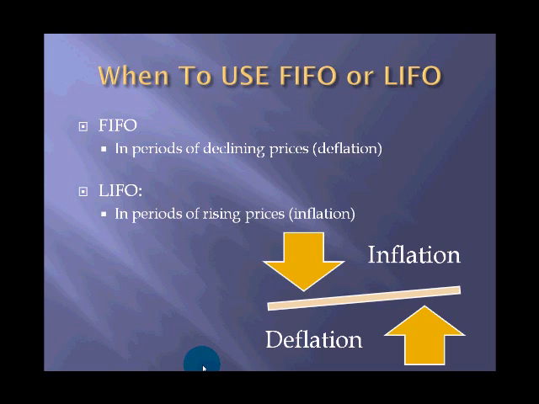The main benefit of FIFO is that it puts the most current inventory cost on your balance sheet. Therefore, it gives you more deduction on your income statement in time of deflation. The benefit of LIFO is it runs the most expensive current inventory cost through the income statement. Therefore, it gives you more deduction in time of inflation.